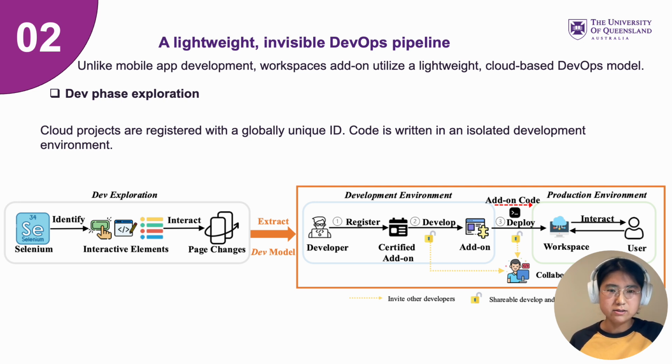And the add-ons are able to invite more collaborators, like distribute its develop and deploy permission to others. And this means that this permission may also be exploited by the attacker. Further, when the users interact with the add-ons in their own browser, the workspace needs to send the add-on code from its develop environment to the production environment, and in this process, the add-on code is also leakable.